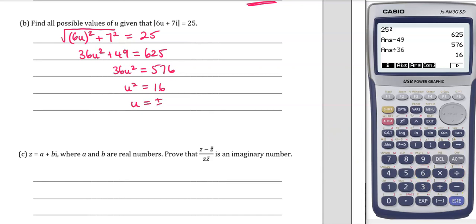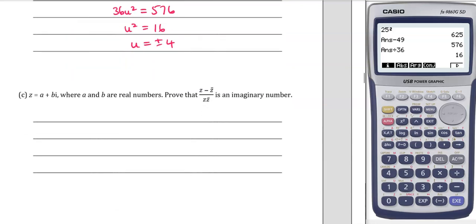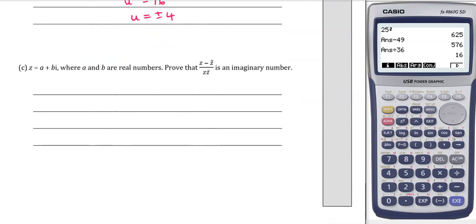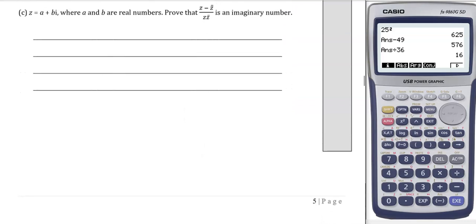So if we square root 16, we get plus or minus 4. And again, don't forget your plus or minus. Okay, so for part C, we're looking at a merit type of question. So we'll write this term here, but replacing z with a plus bi. So z is a plus bi, so the conjugate of z is a minus bi.